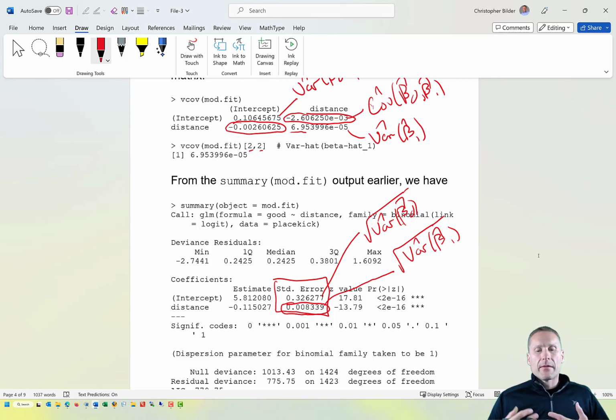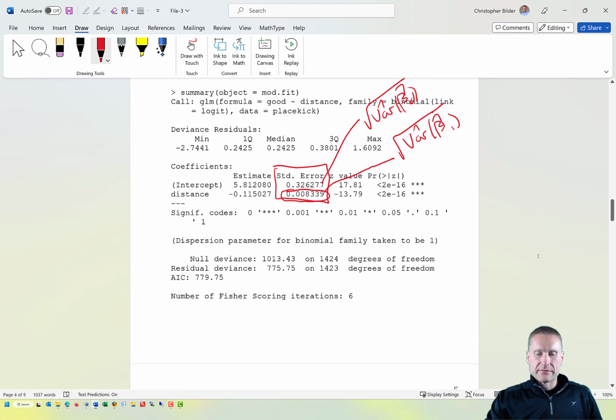So why is this column called std.error? Well, in another stat course, you may have heard of this phrase before, standard error. Standard error is just another name for the square root of the estimated variance of a particular statistic. That's it. And so that's how R labels it here.